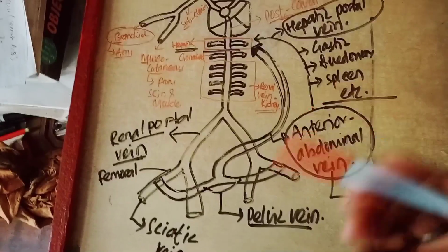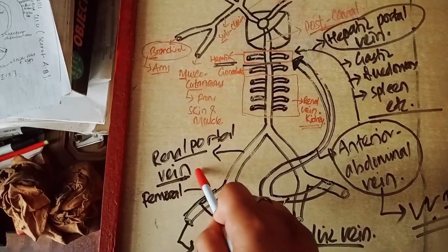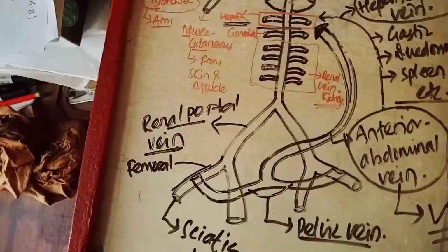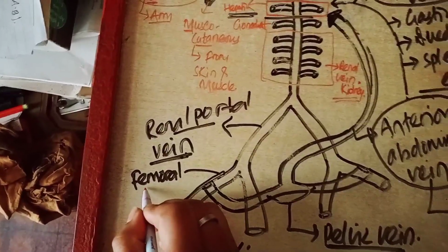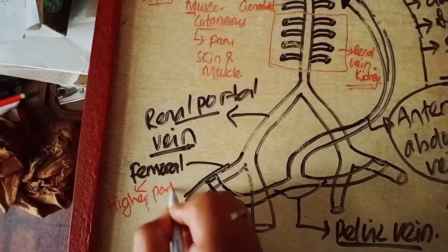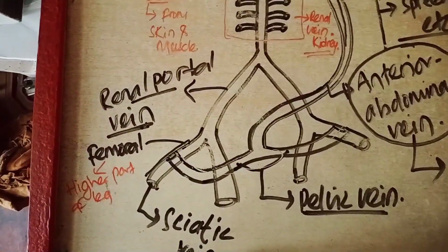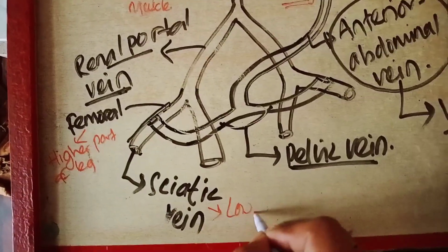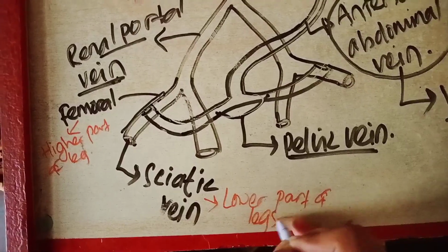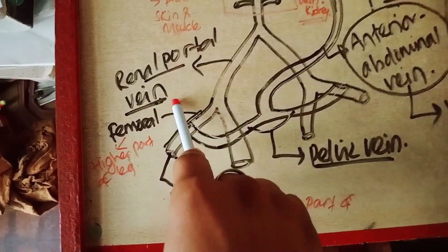So you have to remember only 2-3 terms, that is renal portal vein formed by the union of femoral and sciatic vein. Femoral collects blood from the femur region, that is the higher part of the leg, and sciatic vein collects blood from the lower part of the leg, and this femoral and sciatic vein unite to form renal portal vein.